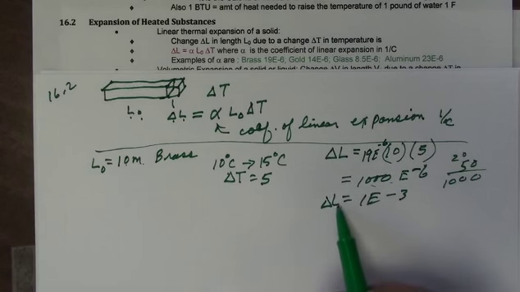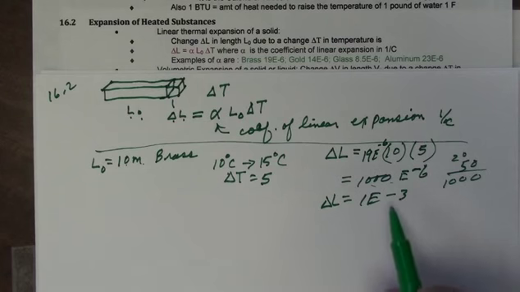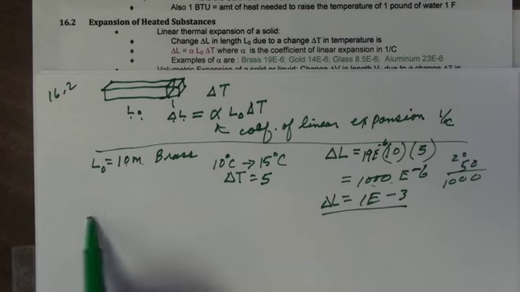And so you can see that it's going to be 10 meters. That's about 30 feet or 32 feet, since there's a little bit more than 3 feet in a meter. And that 30 feet is only going to expand by 1/1000th of a meter, which is a millimeter. So it's a very small expansion. So you should be able to work that problem.